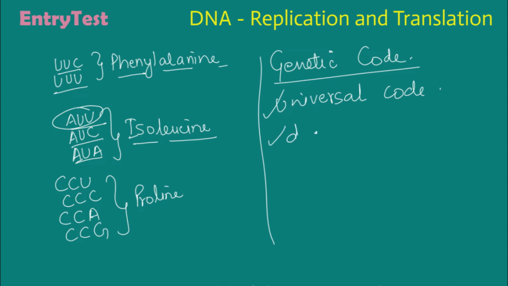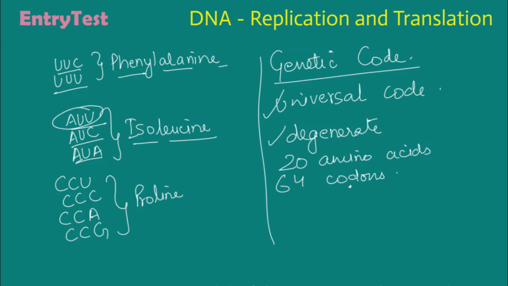It is degenerate. That means there are only 20 amino acids and 64 codons. That means more than one codon may code for the same amino acid. For example, here 3 are coding for the same one. In this case, 4 different codons can code for the same amino acid. That is why it is degenerate, and this allows for silent mutations, whereby a change in the DNA sequence does not affect the polypeptide sequence.